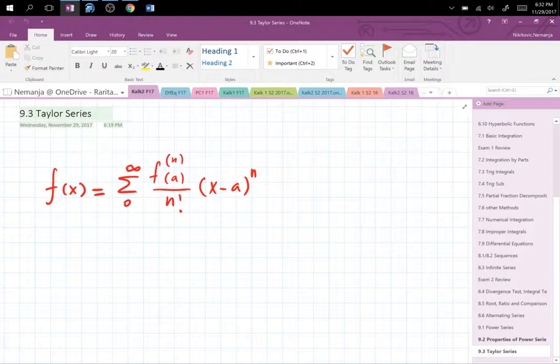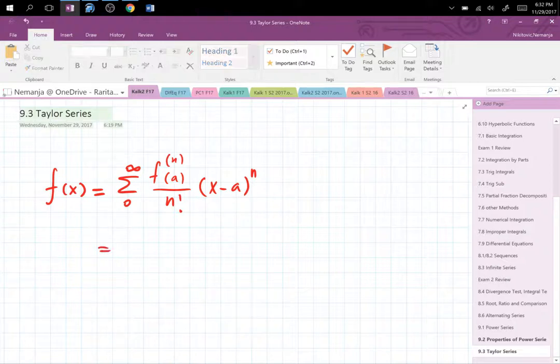The series is centered at a, and we've seen with the radius of convergence and interval of convergence that a is always in the center, the radius goes to both sides, and the interval of convergence is twice the radius. It could be infinite, could be at one point, and so on.